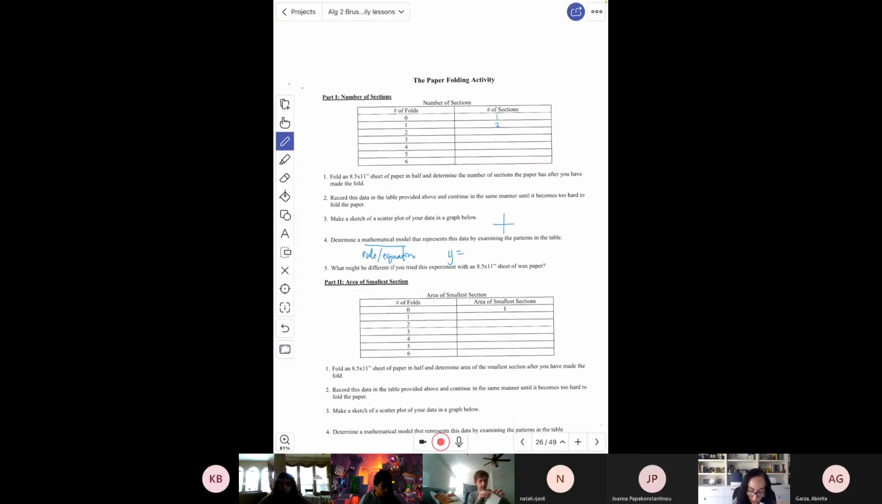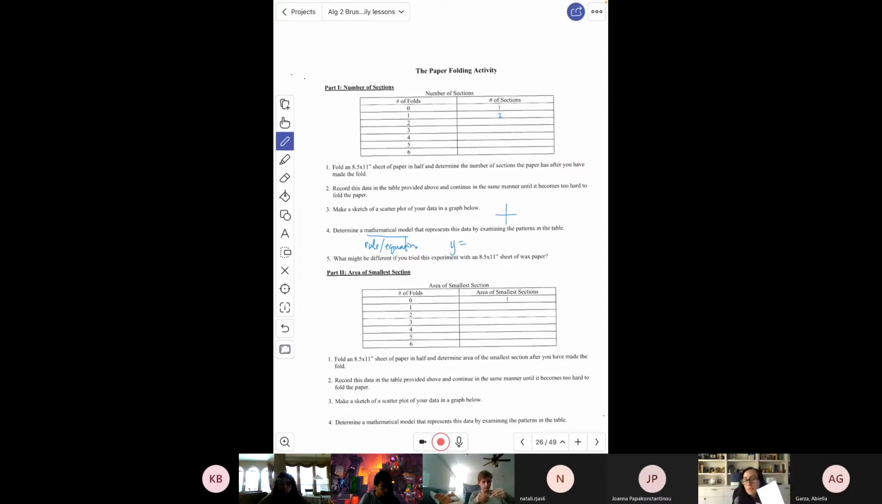And now we are going to be looking at area. So let me get you started on that as well so you understand. If I have no folds, the area of the smallest section is 100%. We have the whole piece of paper.